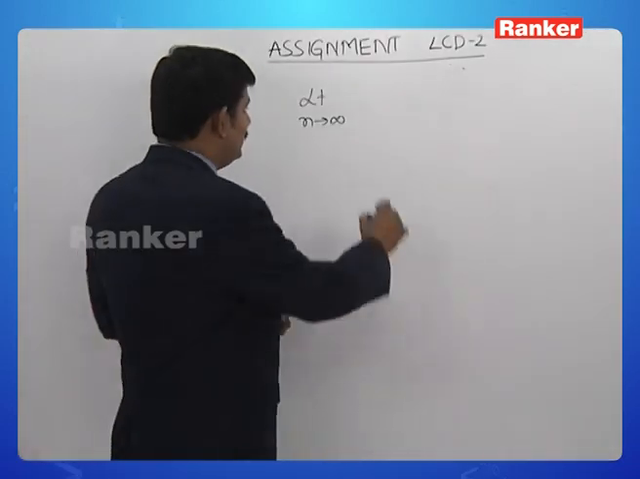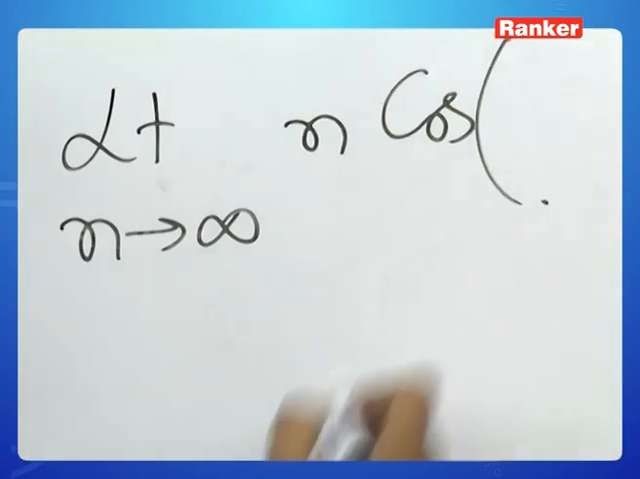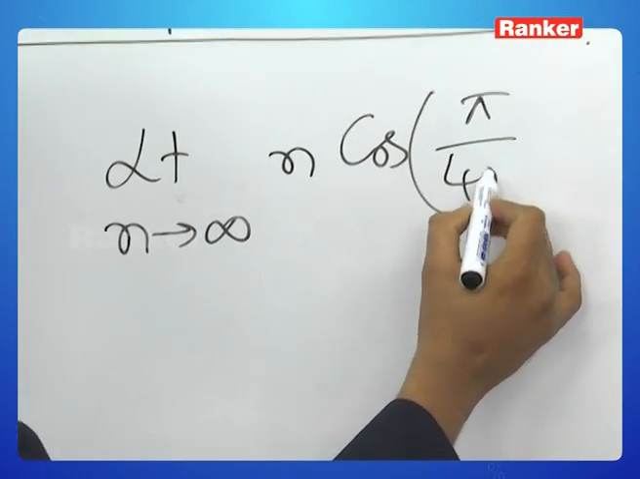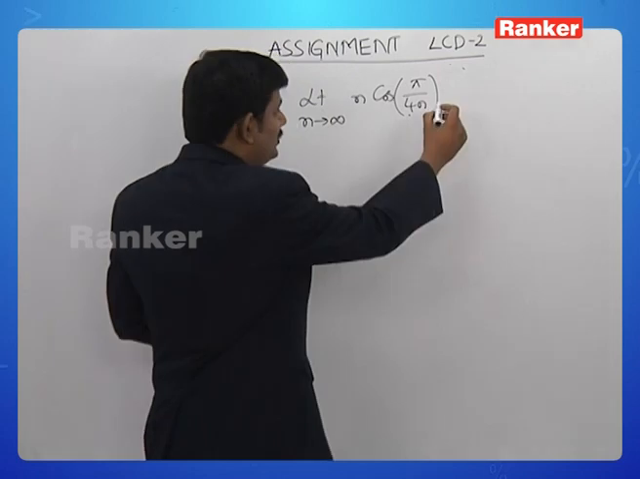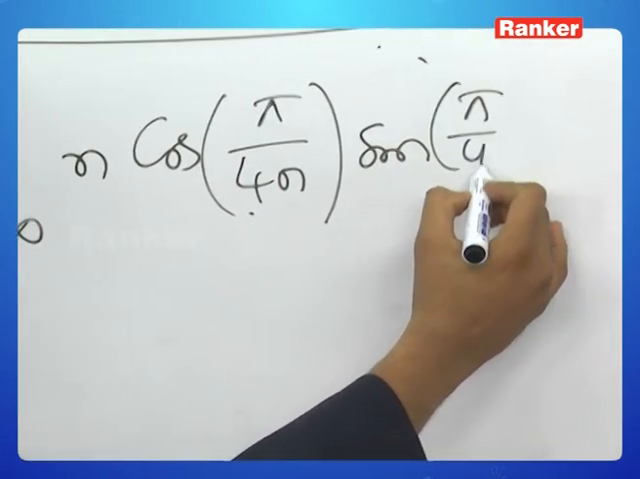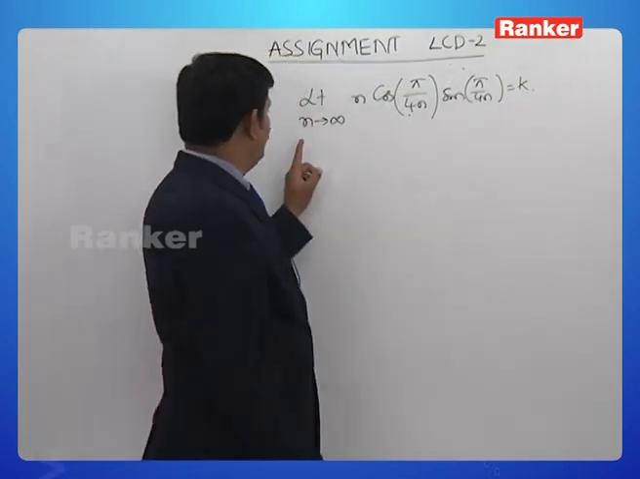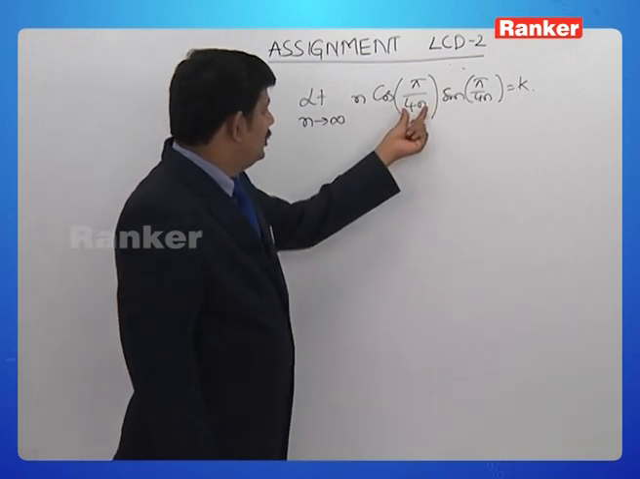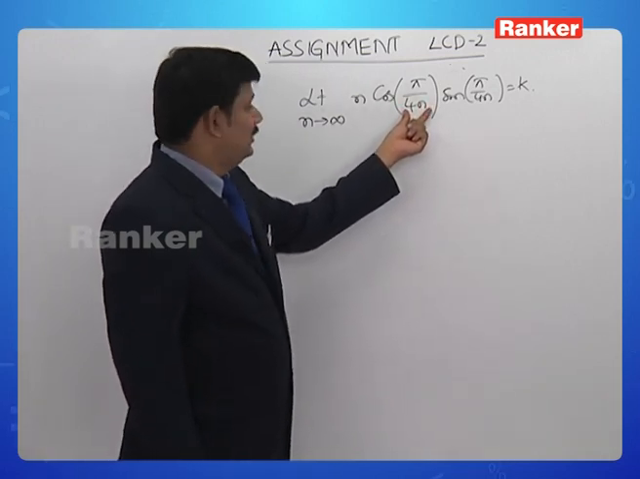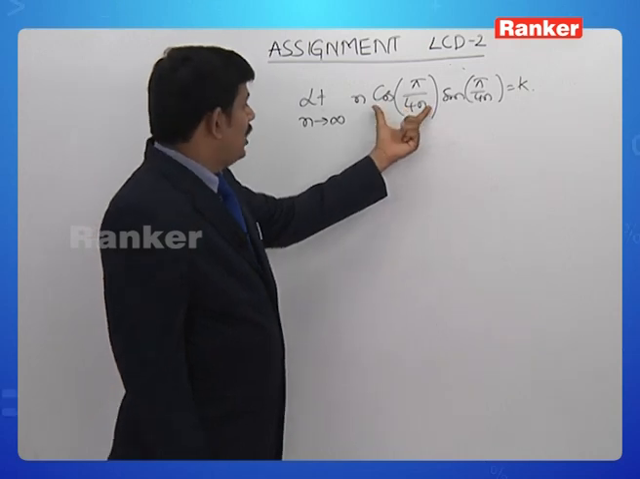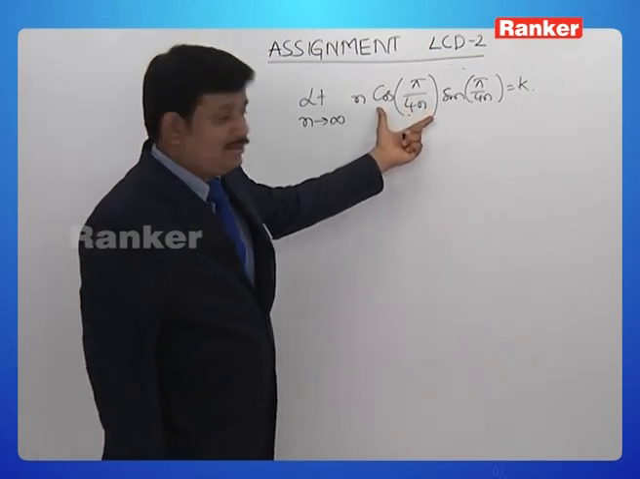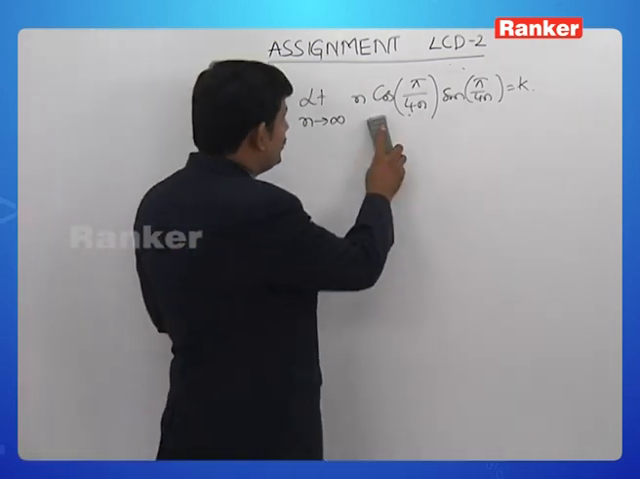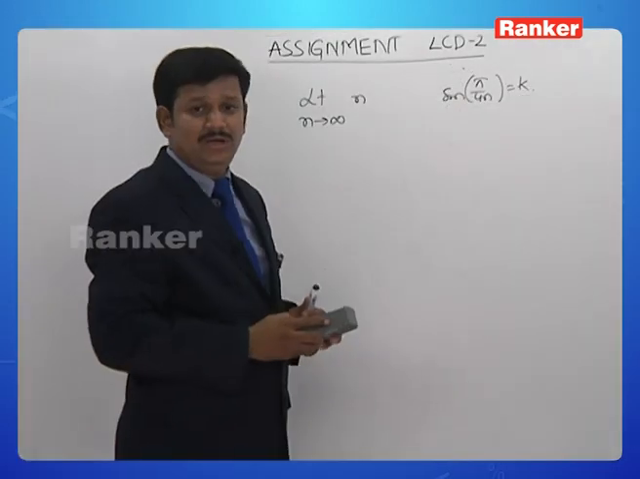Limit n tending to infinity. As n tends to infinity, we all know 1 by n tends to 0. So, let us look at the question: limit of n into cos of pi by 4n into sin of pi by 4n is given to be k. We know that as n tends to infinity, 1 by n tends to 0. So, pi by 4n as n tends to infinity tends to 0. Cos of any number tending to 0 is 1. So, cos of pi by 4n we can replace it with 1.